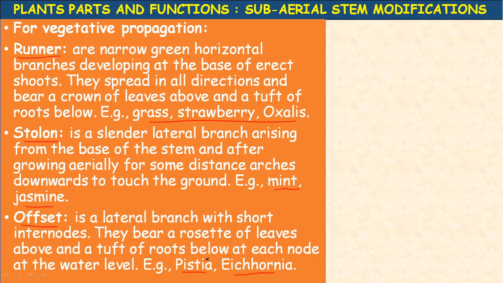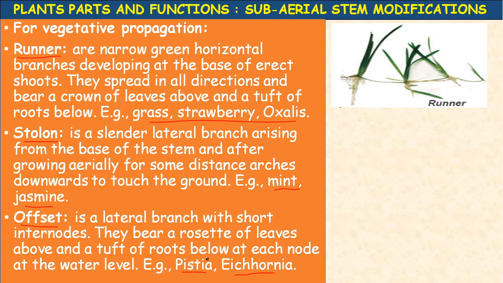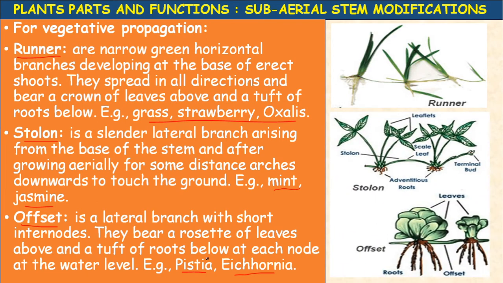So you can see runners, grass, and the stolon and sucker. Stolon example, mint is given here, pudina. So a stolon like this possesses the terminal bud, leaflets, scale leaves, and here, offset, Pistia. This is the Pistia example. So this is the offset. When the conditions are favorable, it breaks.